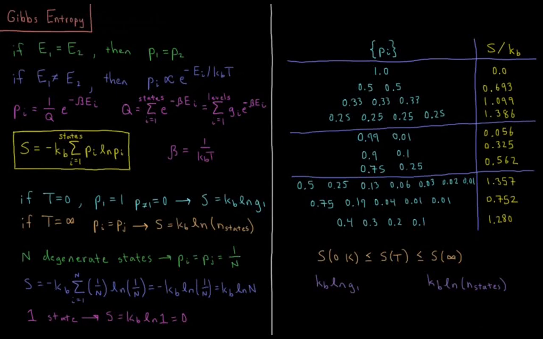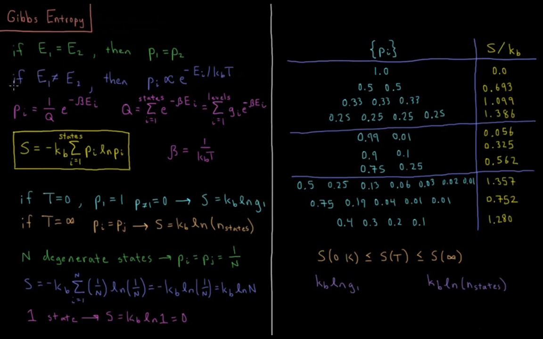This video will discuss the Gibbs entropy, which is a formula that determines the entropy of systems which have different probabilities in statistical mechanics. Alright, so we saw in the previous video that if the energy of two states is equal to one another, then the probabilities of the system being in that state is also equal to one another.